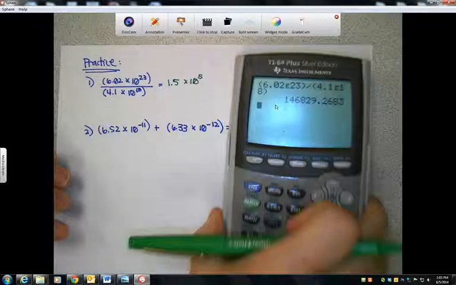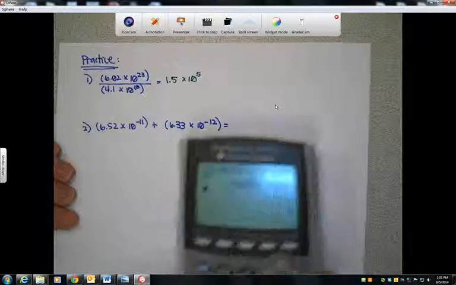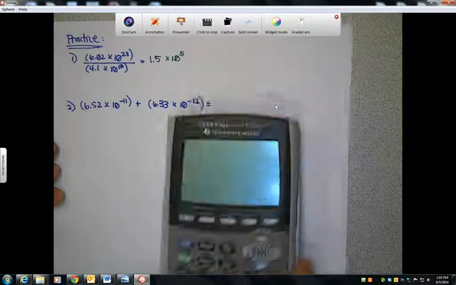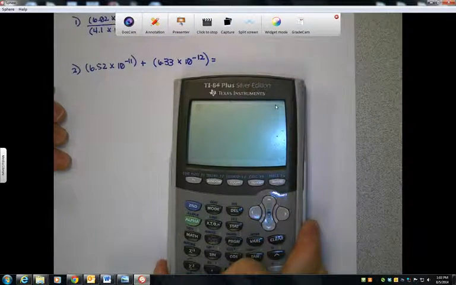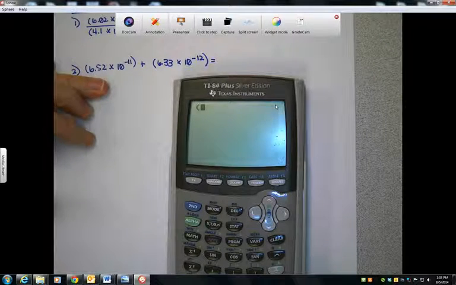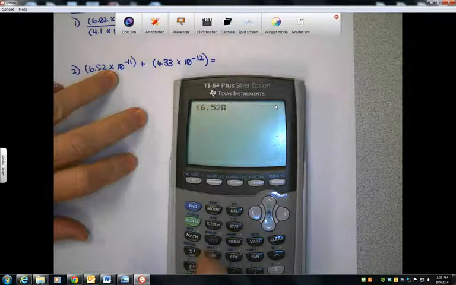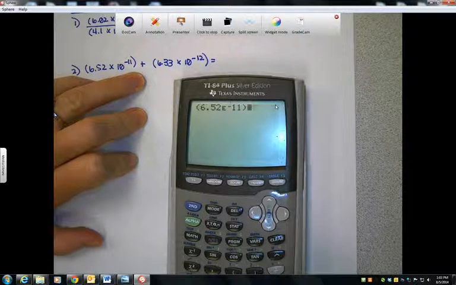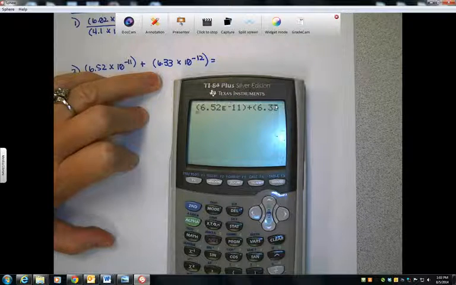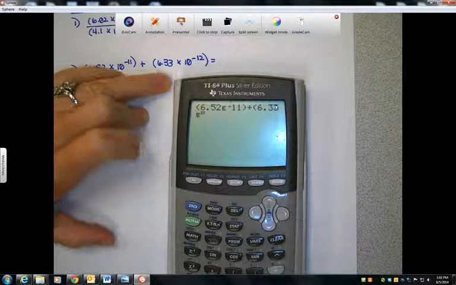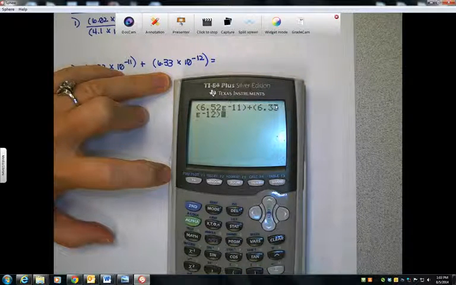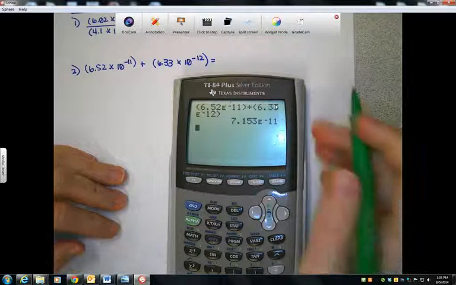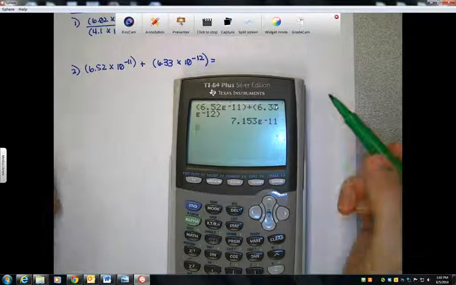All right, and then the last one right here. Let's go, just move that up a little, sorry. Okay, so 6.52. Remember, times 10 is EE or EXP, negative 11. And then we're going to add that to 6.33 EE, negative 12. And then enter, and you get 7.153 times 10 to the negative 11.